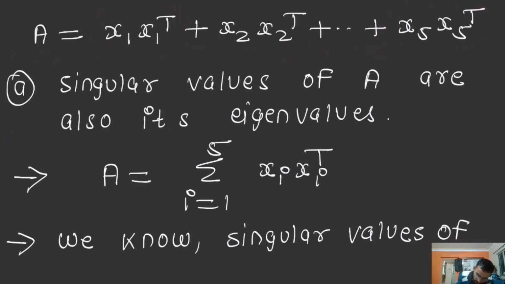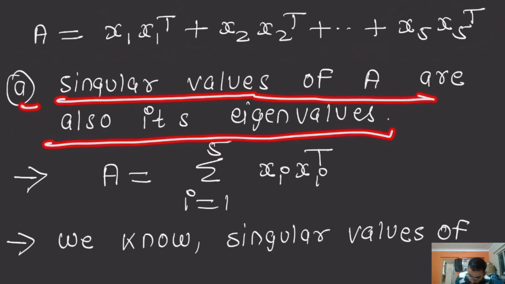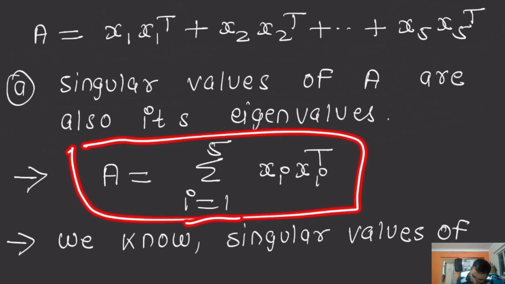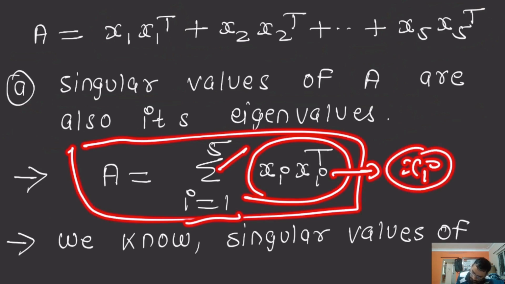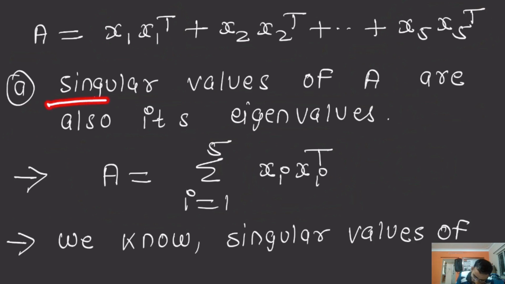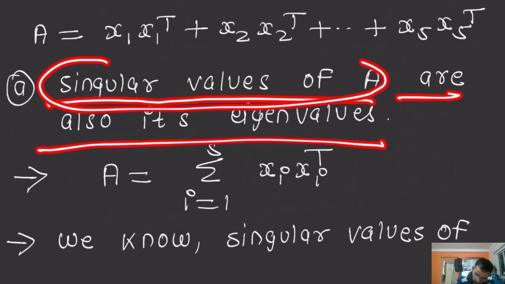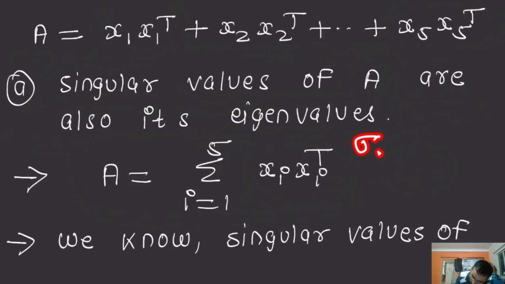Now option 1 is: singular values of A are also its eigenvalues. We need to find whether the singular value of A is equal to its eigenvalue or not. So here we have A, which can be written as the summation i equal to 1 to 5 of xi into xi transpose, that is the outer product of xi with xi. Now singular values of A are, let's say sigma, nothing but the non-negative root of the eigenvalue of A transpose A.